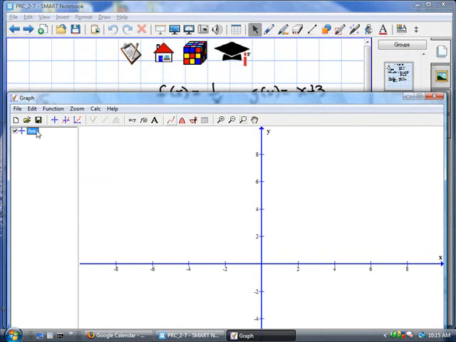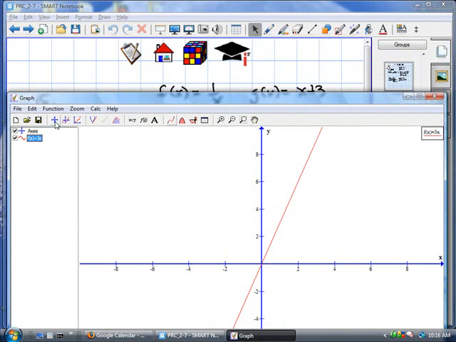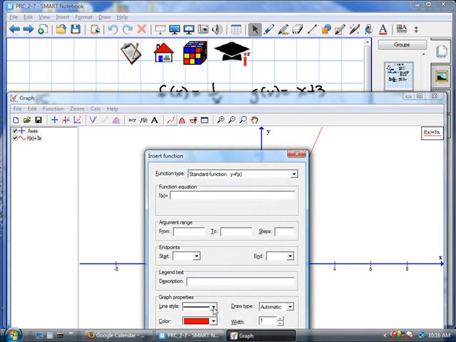Okay, so the first one is 3x. And we'll let that be red. Okay? Second function we want to look at is g of x, and we want that to be negative x cubed over 10. And we're going to change this to, I don't know, should we do blue on this one? So this is negative x cubed divided by 10.